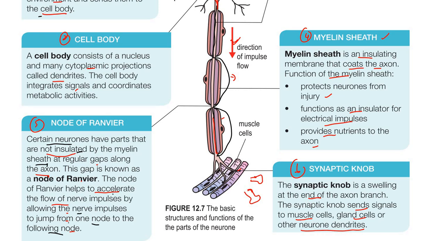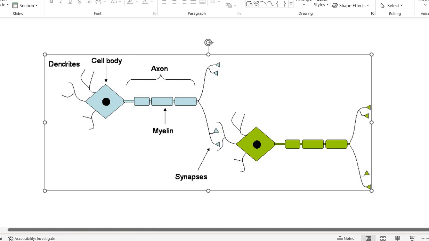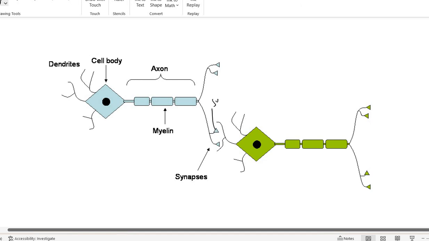So maybe I can show you a diagram. This one is the synaptic knob, right? Synaptic knob. This one also. So it will send the impulse. From here we have another process known as synapse. Later we are going to learn about synapse, how we transfer the impulse from one neuron to another neuron. So from here the impulse will flow and then enter another neuron.